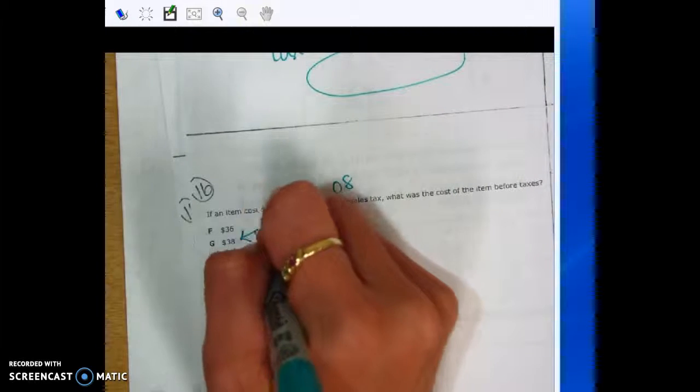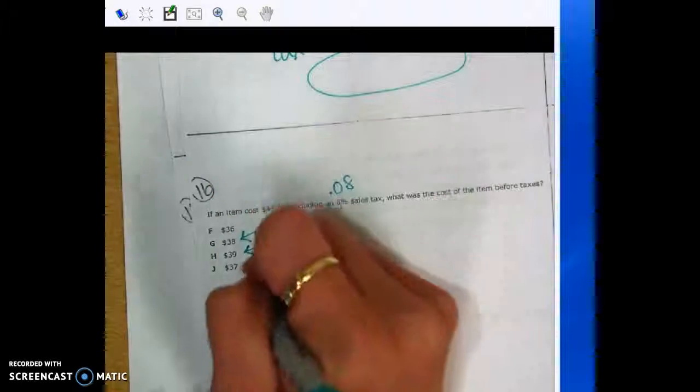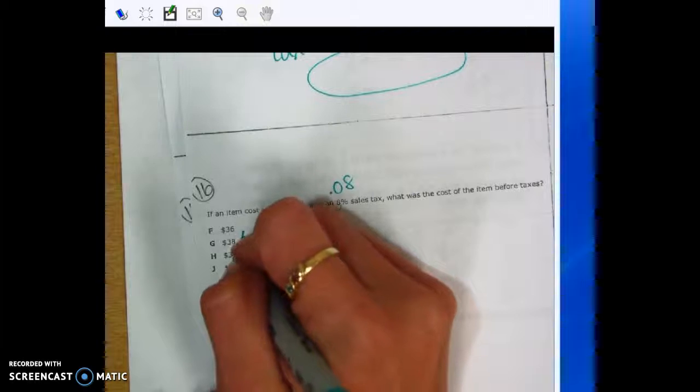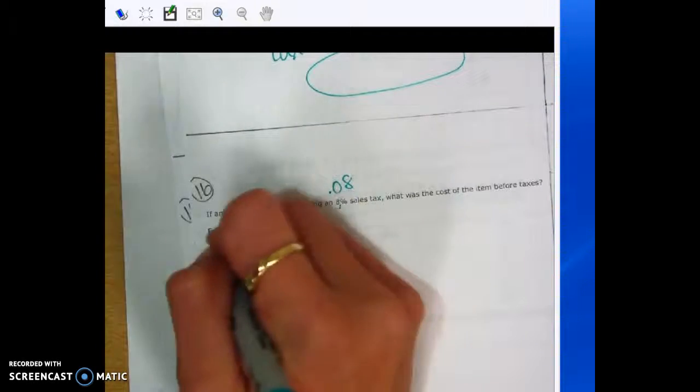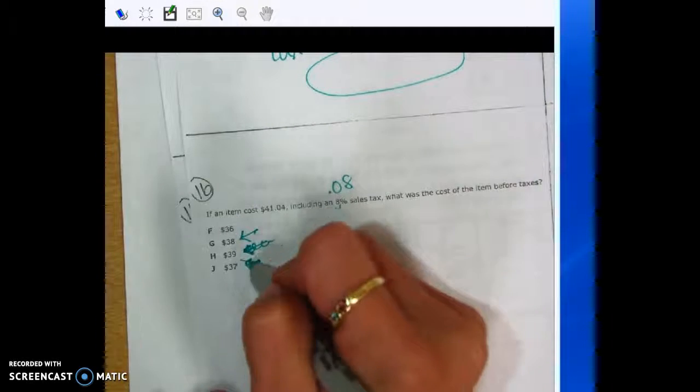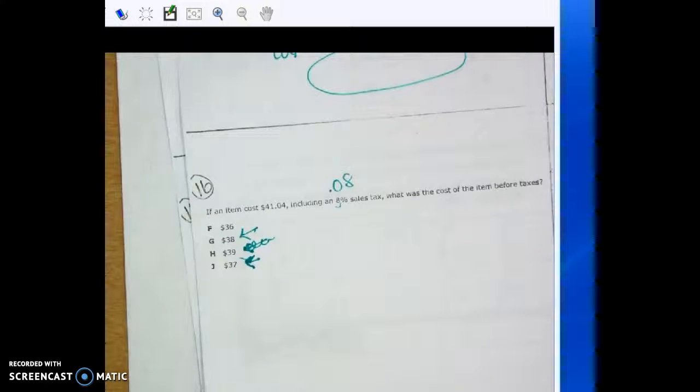Okay, just a little hint, I would start in the middle with either G or H. Oh, no, wait. If we went in order, they would be 36, 37, 38, 39. So I would start with G or J, one of those two, and then you know whether you need to go higher or go lower.